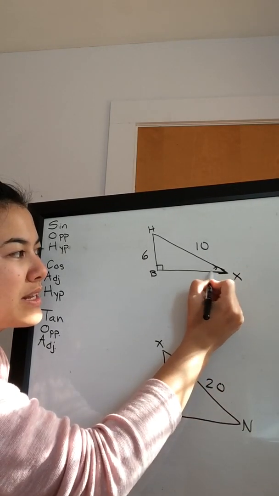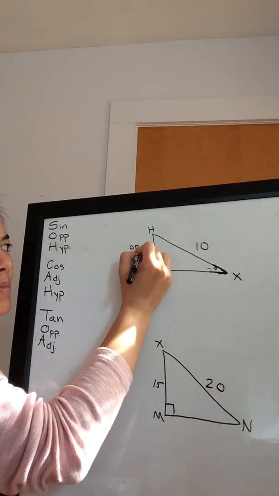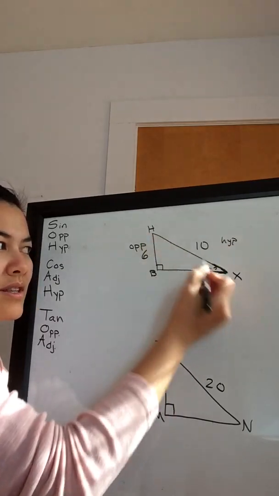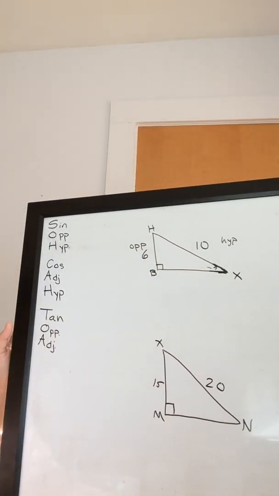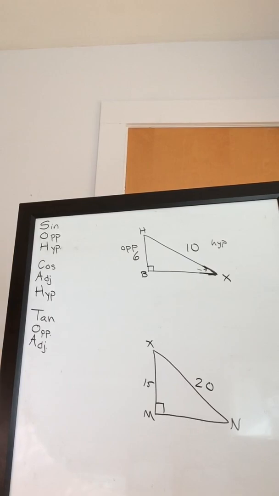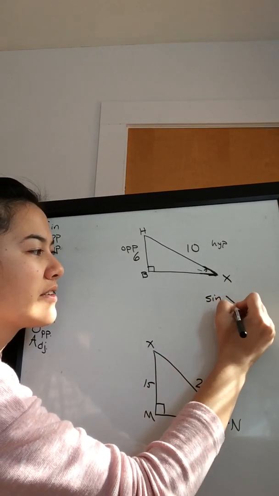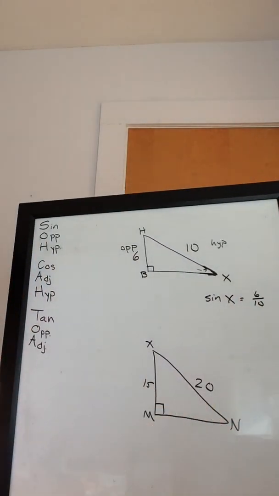Looking at this angle here, this side would be the opposite side, and this side would be the hypotenuse, because it's the longest side, opposite the right angle. So what uses opposite and hypotenuse? Sine, right? Sine is opposite over hypotenuse. So the sine of angle x is going to be opposite over hypotenuse.